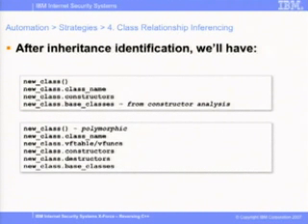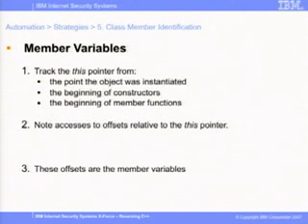After inheritance identification, we'll have the following info added. We have base classes. Now, how do we identify member variables? To do this, we track the this pointer from several locations. One is the point the object was instantiated, one is the beginning of the constructors, and another place is the beginning of member functions. And then we note accesses to offsets relative to the this pointer. We note every write and read, and we note the offsets. After this is done, we can assume that these offsets are offsets for member variables.